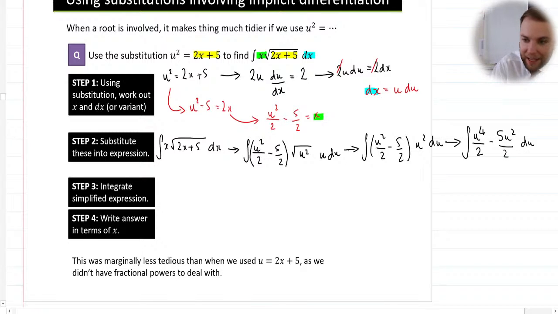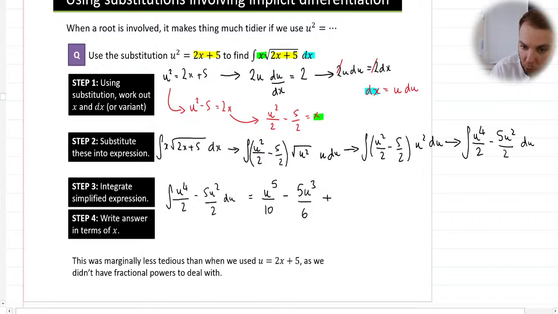Okay, now I can integrate this. Let's just write it down here. So I've got u to the power of 4 all over 2 minus 5u squared over 2 du. So if I integrate this, it's equal to u to the power of 5 over 10 minus 5u to the power of 3 over 6, plus the c.